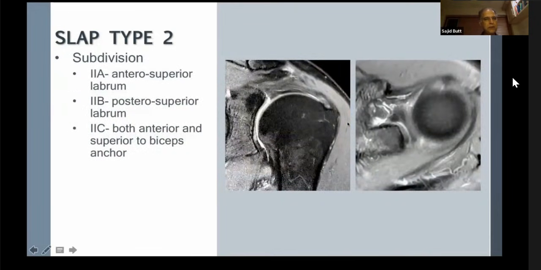You can further divide the type 2 injury into the 2A, which is present to the front, a 2B, which is present postero-superior, or 2C, which is both anterior and posterior. So that's a 2C because it's going all the way back. So 2A is to the front, 2B is at the back, and 2C is going all the way through and through.